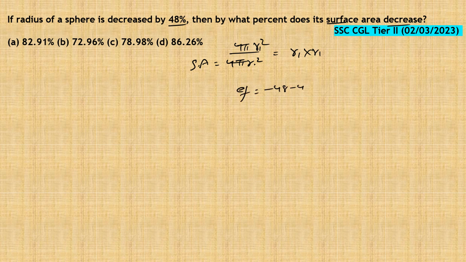Then the effective change is minus 48 plus minus 48 into minus 48, that is minus 48 square, I can write here, divided by 100. Minus 96 we will get here, and 48 square, that is 2 less than 50, and the square of the 2 is 4, divided by 100. If you put the point before 2 digits, we will get minus 96 plus 23.04, that is minus 72.96. We get 72.96% decrease. That is option number B.